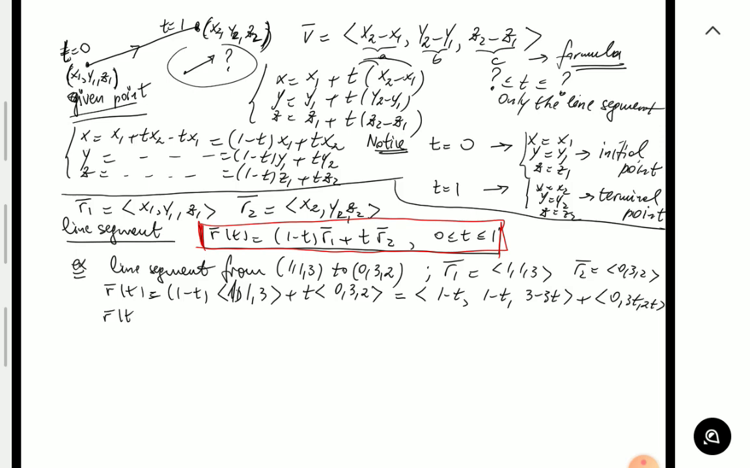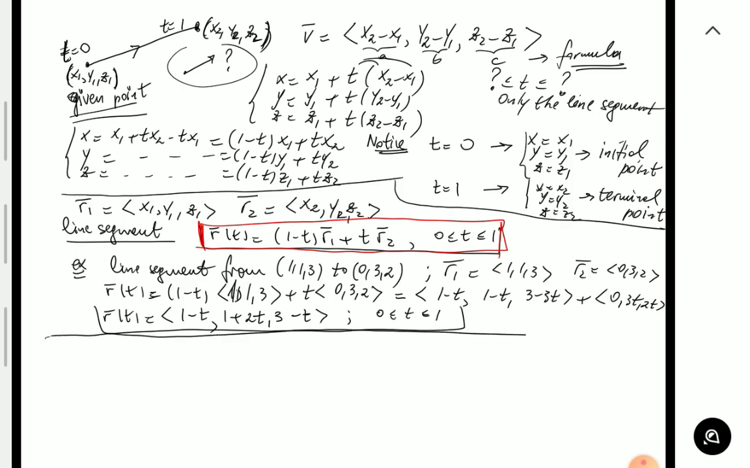So altogether, r of t will be <1 minus t plus 0, 1 minus t plus 3t, that makes it 1 plus 2t, and then 3 minus 3t plus 2t, that makes it 3 minus t>. Again with t between 0 and 1. All right, so I think that's enough for lines. That's the first example we dealt with.